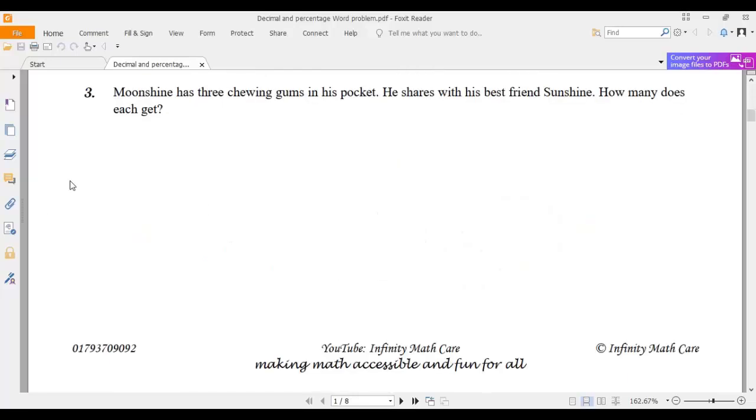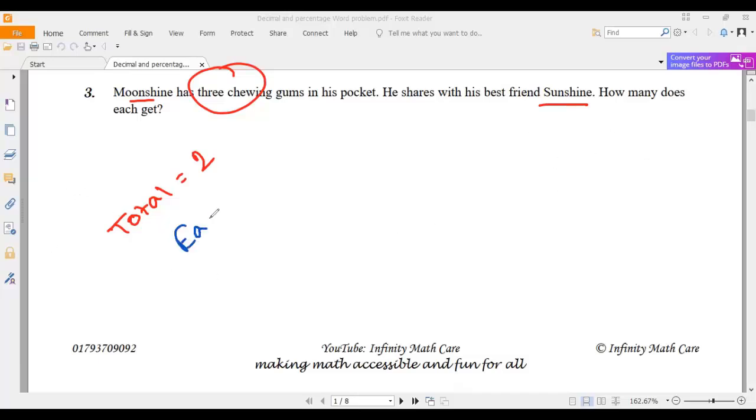Now, question number 3. Question number 3 says, Moonshine has 3 chewing gums in his pocket. He shares with his best friend Sunshine. So Moonshine and Sunshine, there are 2 persons. So the total number of persons will be Moonshine and Sunshine, that will be 2 persons. And they want to share 3 chewing gums. So how many chewing gums? 3 chewing gums. Okay. So how many does each get?